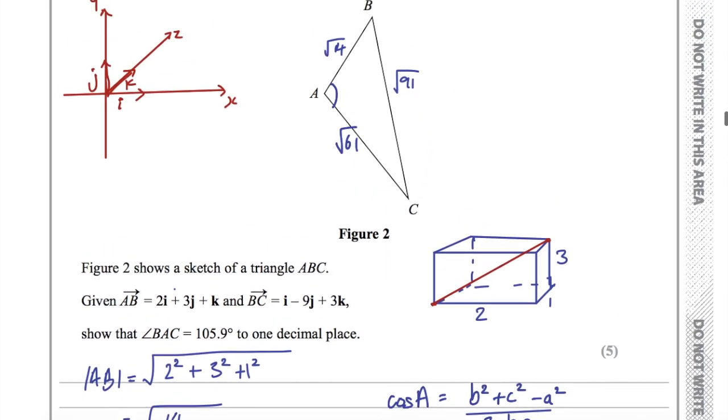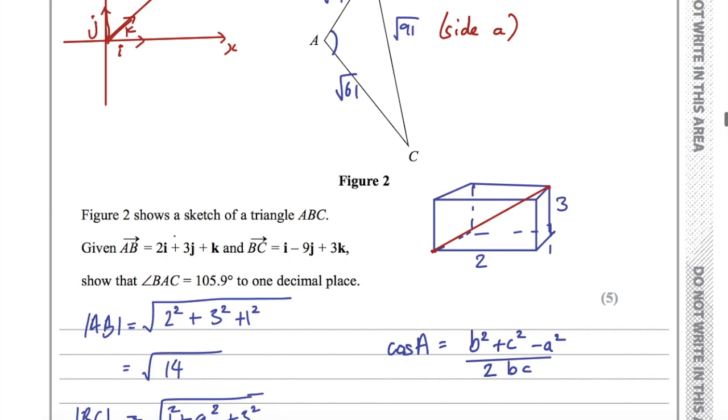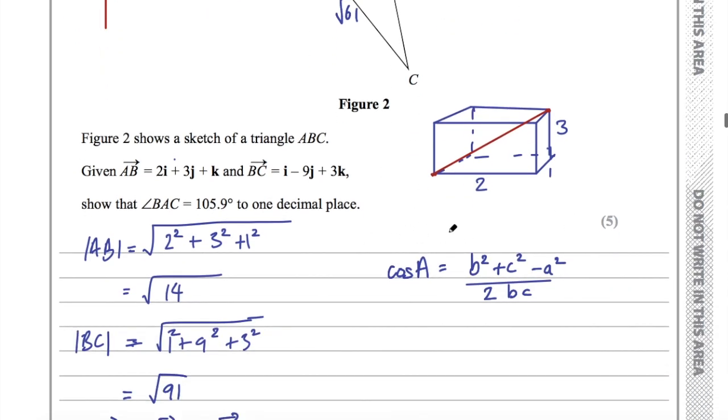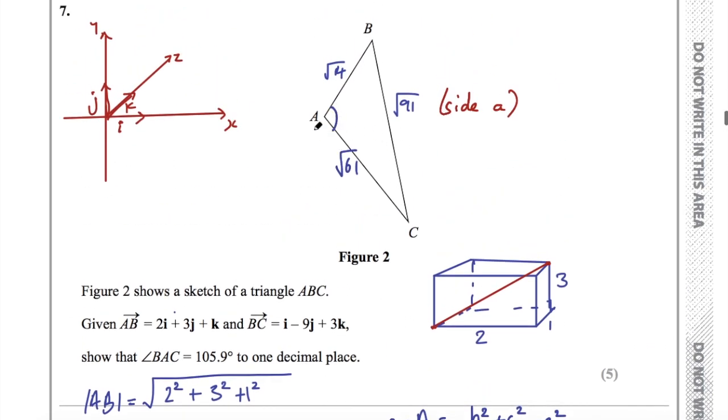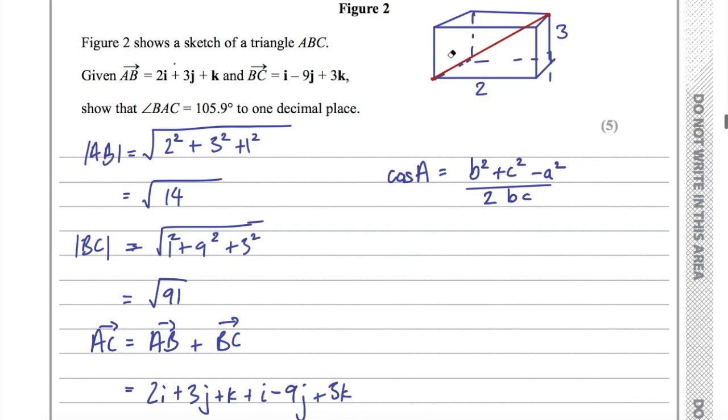So this must be side A in our formula, because it's opposite this angle A. The other sides, B and C, don't really matter which ones we use. AC could be B and BA could be C in this formula, or it could be the other way around, as long as you match up that angle with the opposite side, BC, and then you'll be fine. So let's go ahead and plug everything in.